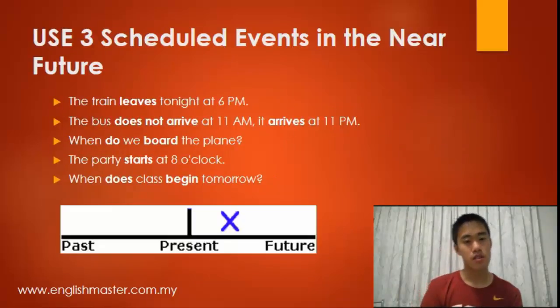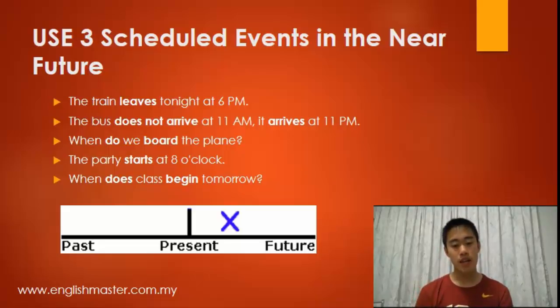Another use is a scheduled event in the near future. This might apply to something like traveling on public transport. For example, in the first line here, we have the train leaves tonight at 6 p.m., which means it hasn't left yet, but it's going to leave. The bus does not arrive at 11 a.m., it arrives at 11 p.m. So this is about talking about the future, but you're using present simple tense to describe that it will be happening.